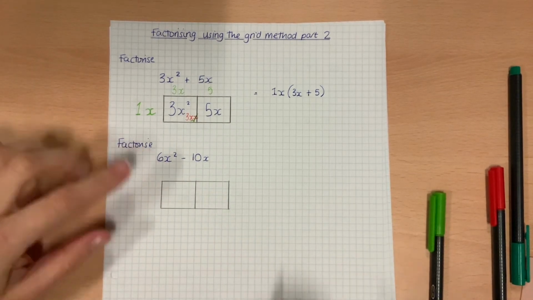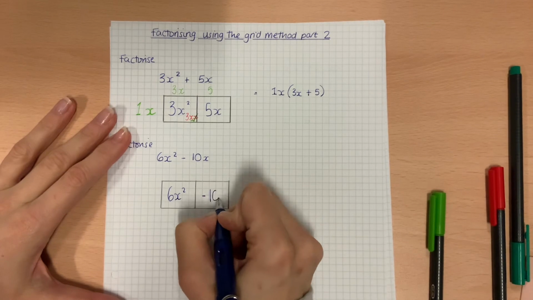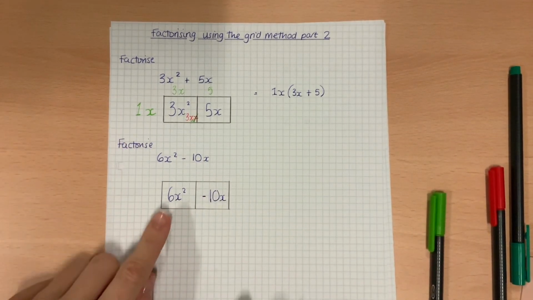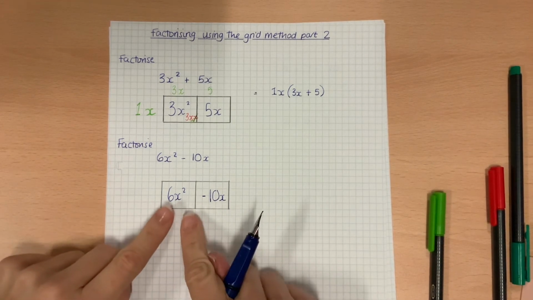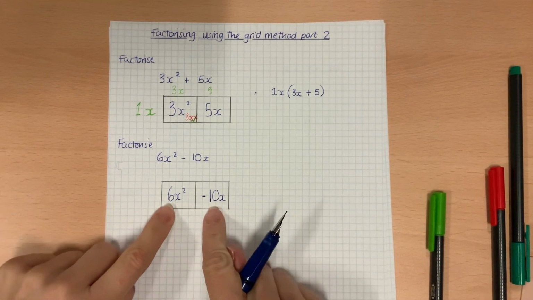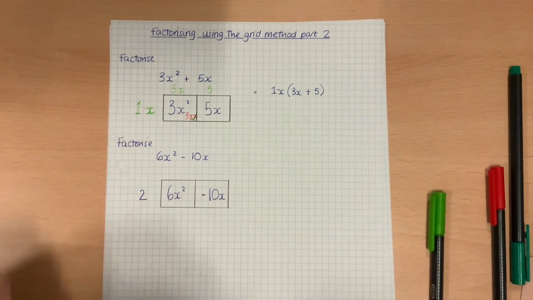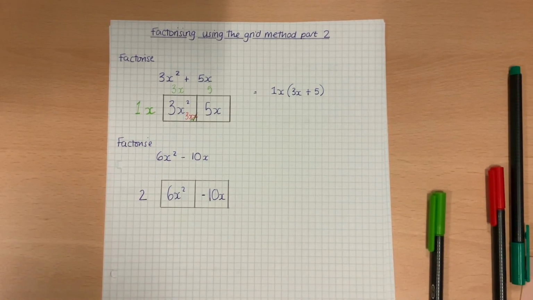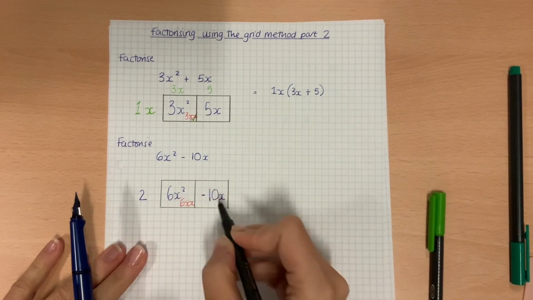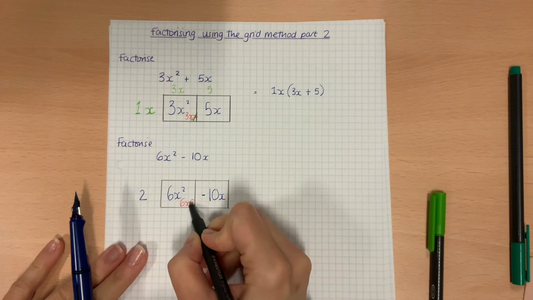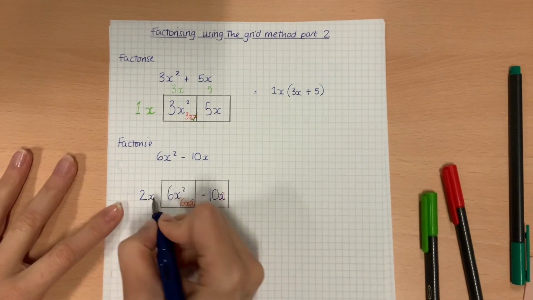Let's do the second one. We've got 6x squared, and this time we've got a negative 10x. Let's look at the numbers first. Don't worry about the negative for now. What goes into 6 and 10? I hope you're all saying 2 at me. So 2 would go on the outside. Remember, this is the same as saying 6xx and 10x, so we've got an x that's common. So x is also going to go on the outside. So 2x there.